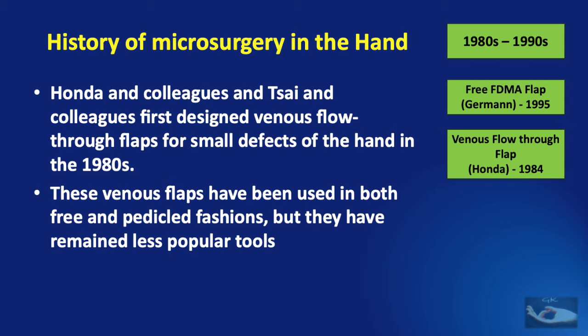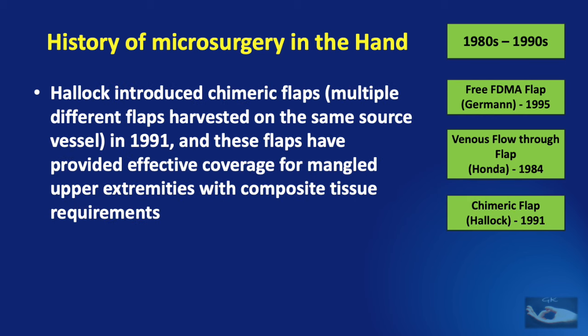Honda and colleagues and Tsai and colleagues first designed venous flow-through flaps for small defects of the hand in the 1980s. These venous flaps have been used in both free and pedicled fashions, but they have remained less popular tools. Hallock introduced chimeric flaps, that is multiple different flaps harvested on the same source vessel, in 1991, and these flaps have provided effective coverage for mangled upper extremities with composite tissue requirements.